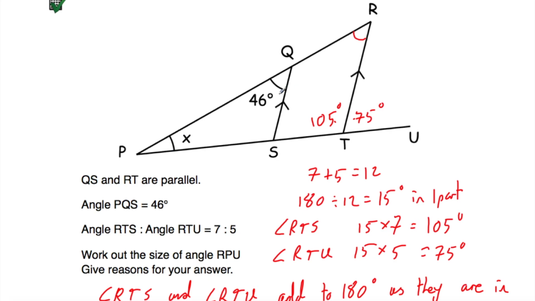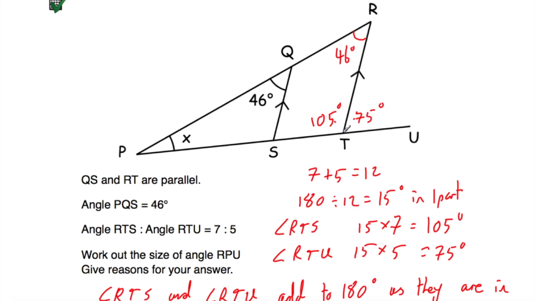Now if we have a look here, we've got two parallel lines. We're told in the question that the line QS and the line RT are parallel to each other. So that means that this angle is actually corresponding to this angle. We've got this line that crosses them, so this angle will be the same size as this one. So this angle up here is going to be 46 degrees because they're corresponding angles.